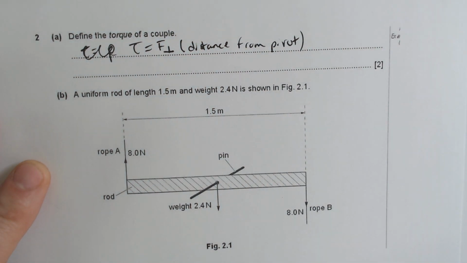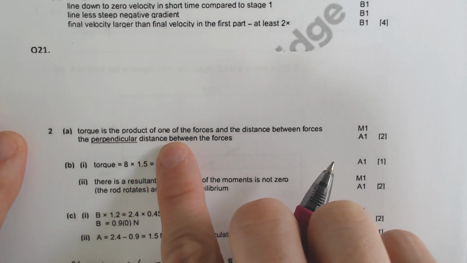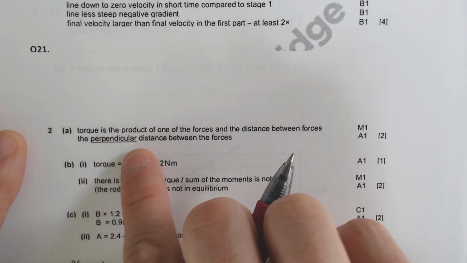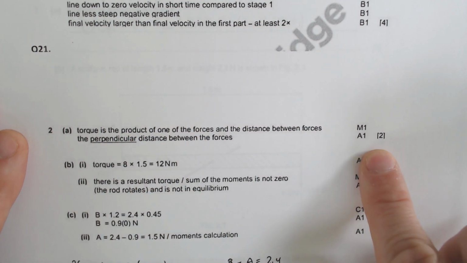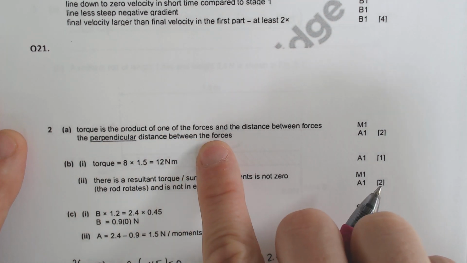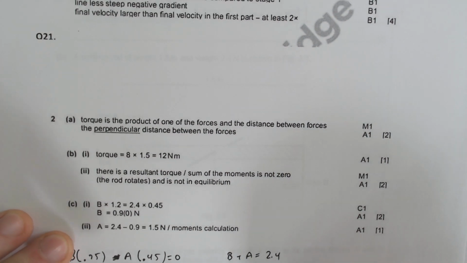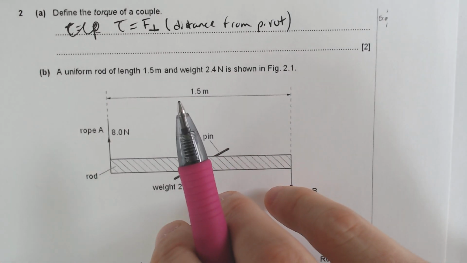The actual definition, according to the ACE, is that torque is the product of one of the forces and the perpendicular distance between the forces. So there's two different things. Perpendicular gets you 1 point, and then the product of one of the forces and the distance between the forces. I would say the distance between the pivot points, so that was what got me a little confused there.